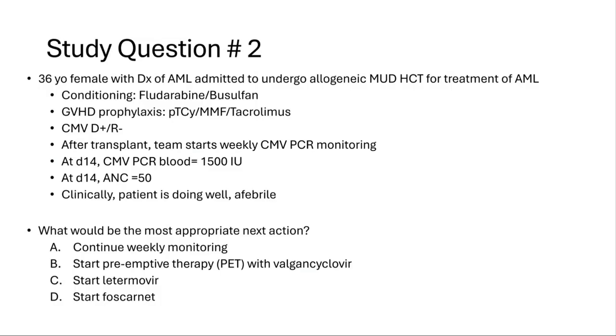Letermovir is typically, if they're already suppressed, that's prophylaxis. Good. And then foscarnet, it's the nuke. Too crazy. Yeah. But you want to see CMV levels lower than like 300.